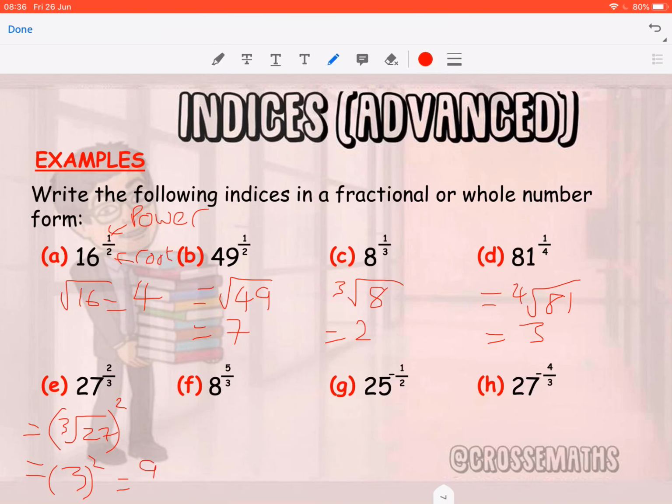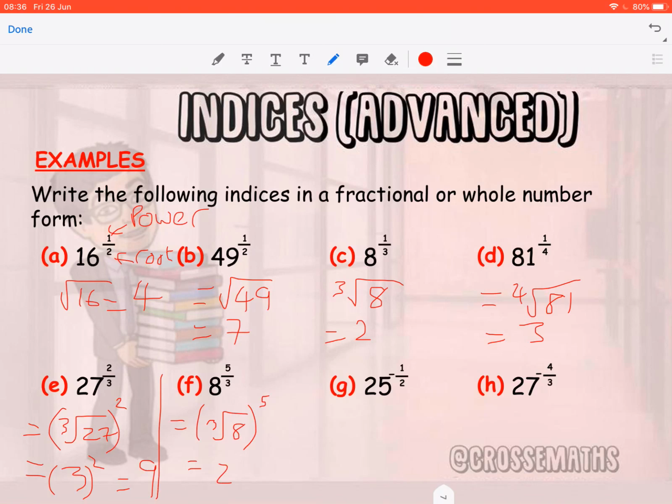3 squared just gives me 9. Okay, so you do one at a time. You do the root bit first, and then after that you do the power. Same thing on this one. It's going to be cube root of 8. And then once I've finished that, I'm going to put it all to the power of 5.